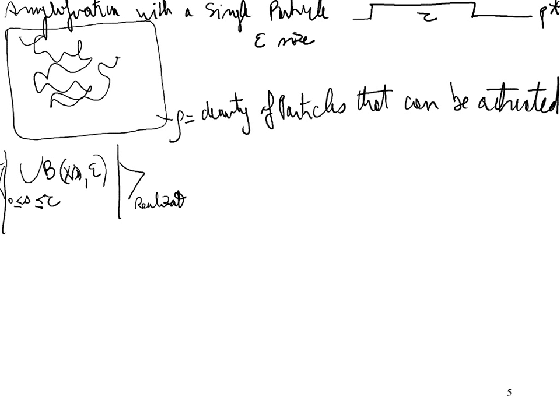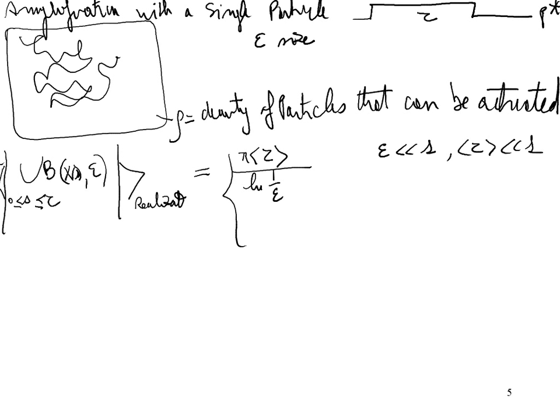This is actually well known, and for example in dimension 2 and 3 it has been calculated. So in dimension 2 it is pi tau, where tau is the average time, divided by log of 1 over epsilon. This is when tau is small, so for epsilon small and tau small. And in dimension 3, it is of the order of a constant times tau divided by epsilon.